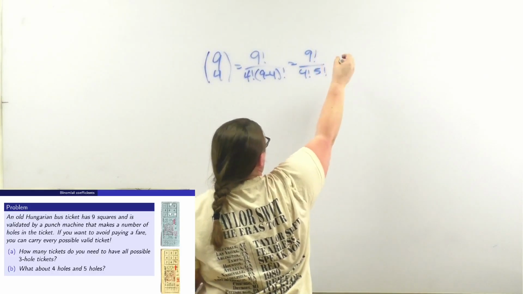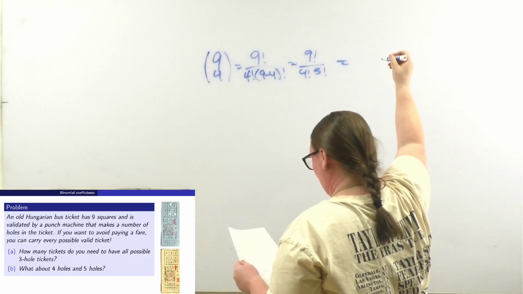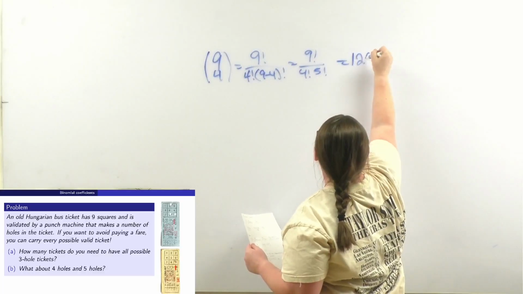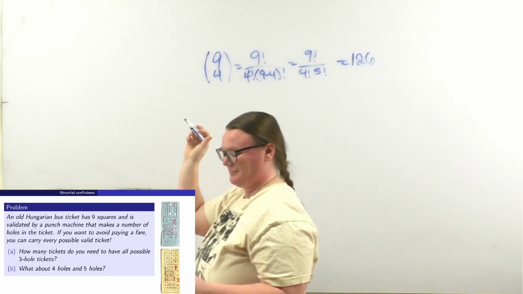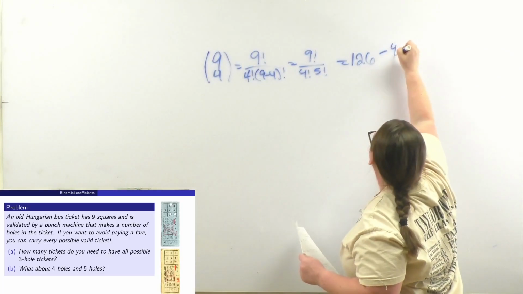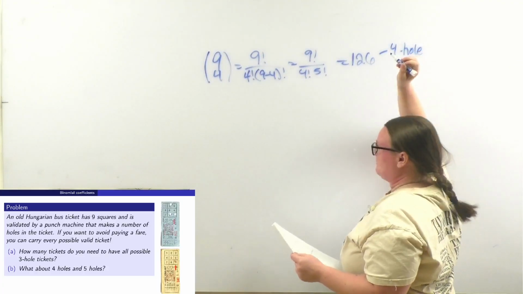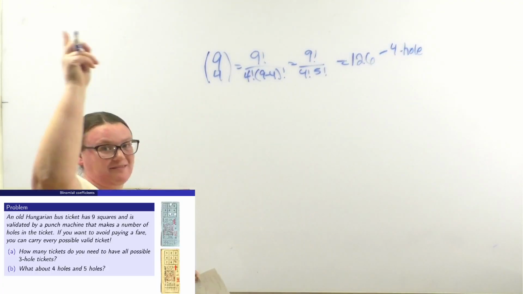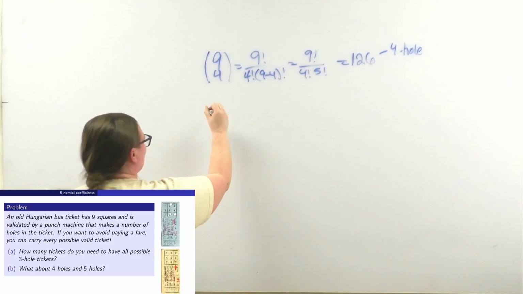Okay, stuff cancels. And we could do it, or I could just tell you 126, right? So that's 4 whole tickets. And then someone in the crowd said, hey, this is going to be the same thing, but let's do it anyway, just to be sure.